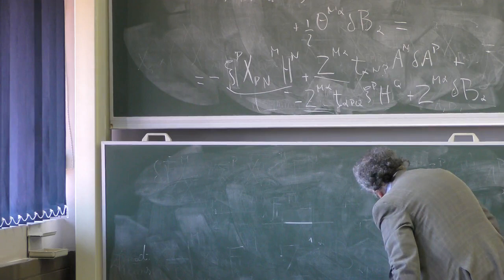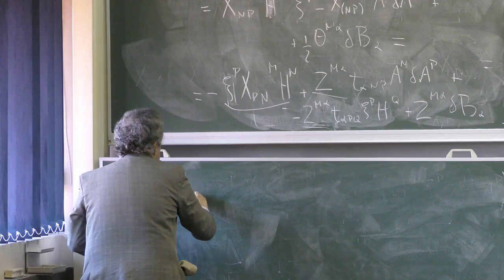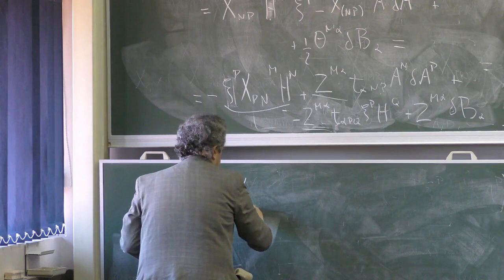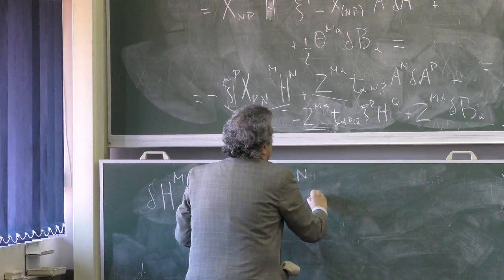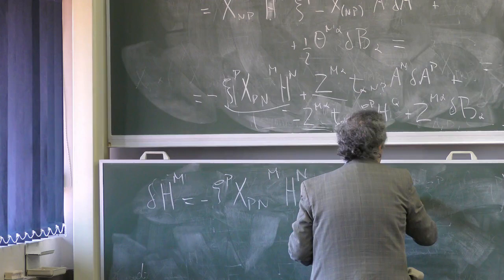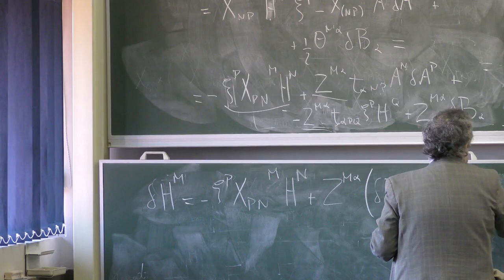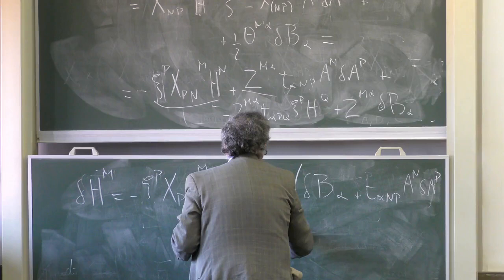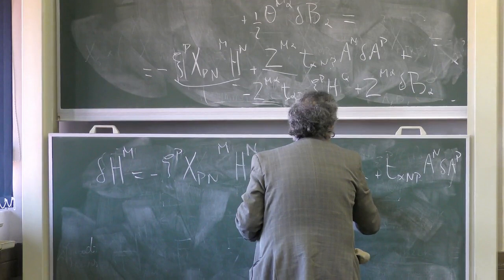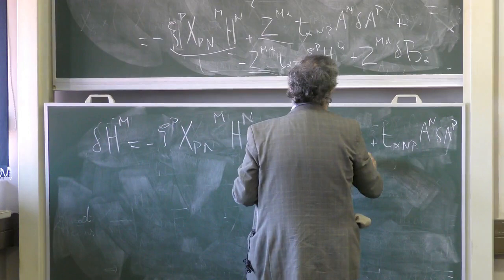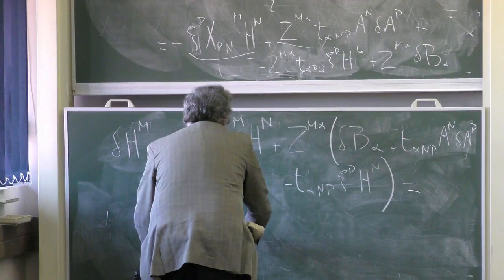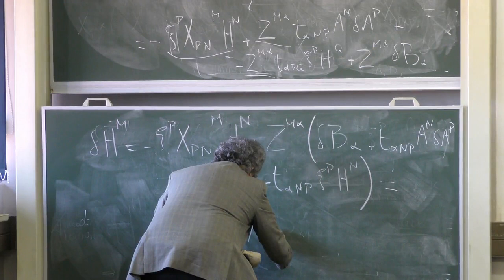delta HM is equal to minus AH psi P XP NM HM. This is the covariant variation. Plus Z M alpha times delta V alpha plus T alpha MN and T AM delta P. Okay? Minus T alpha and P psi P H N. Okay? And that's it. Now we want this to be minus psi P X P N H N. So we want this to be a covariant variation.